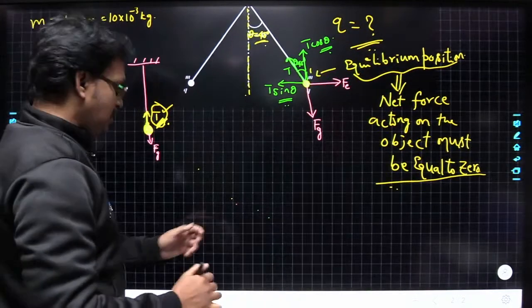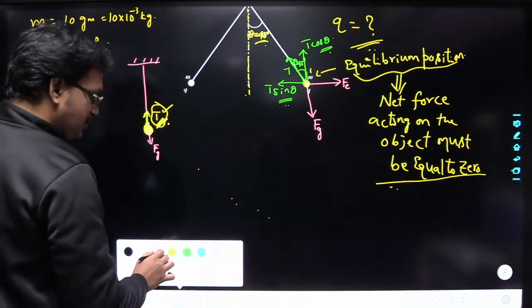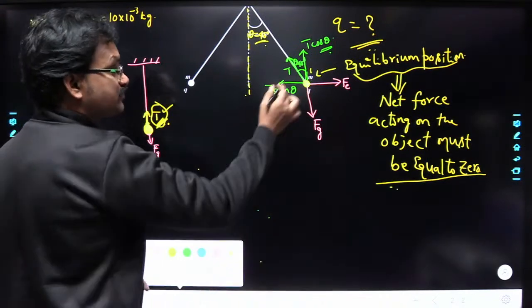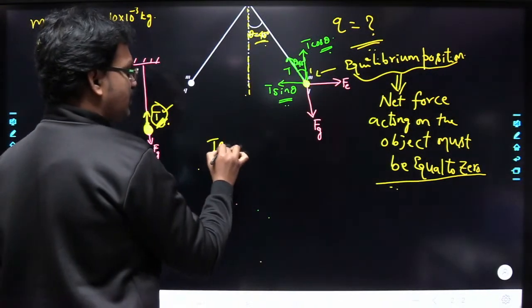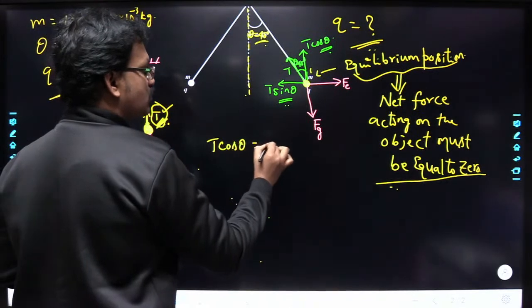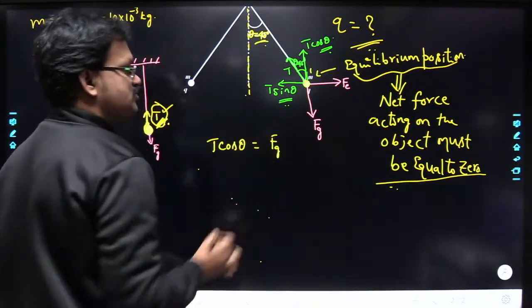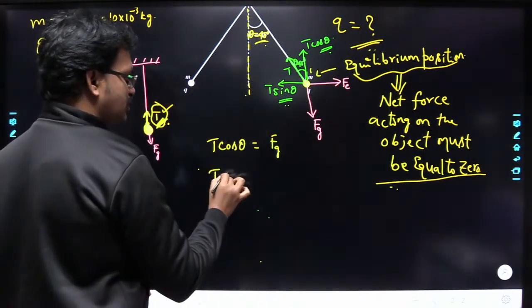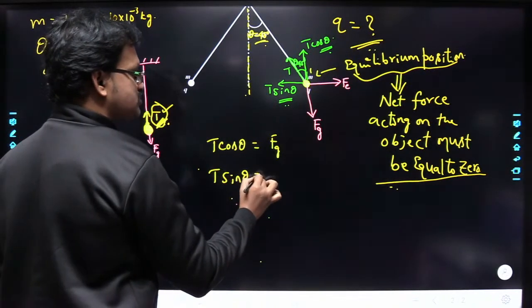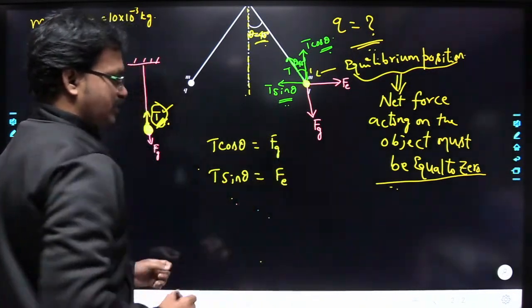So equate that here. What are you going to get, tell me. Here T cos theta must be equal to Fg, and T sin theta must be equal to Fe.